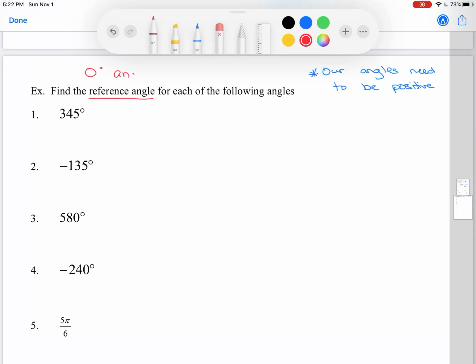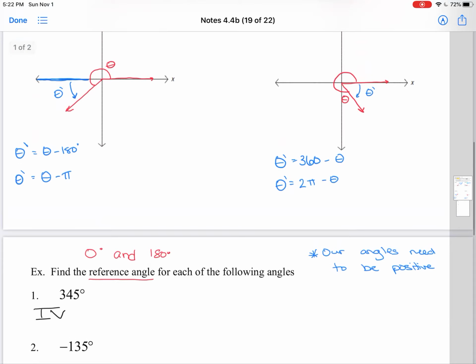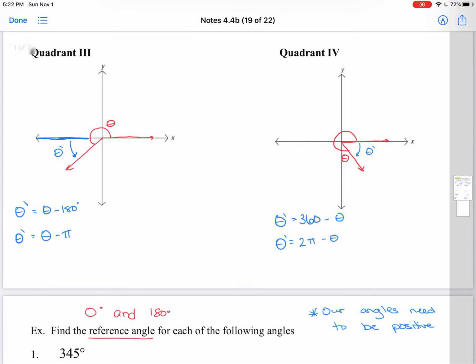And then, by doing the reference angle, I know that my final answer has to be between 0 and technically 180. And you'll see that be the case every single time. That's kind of like a hint as to what we're aiming for. So let's do question 1 together.